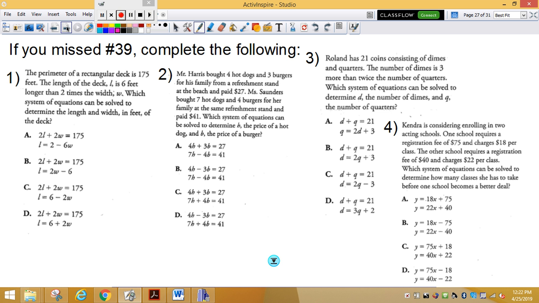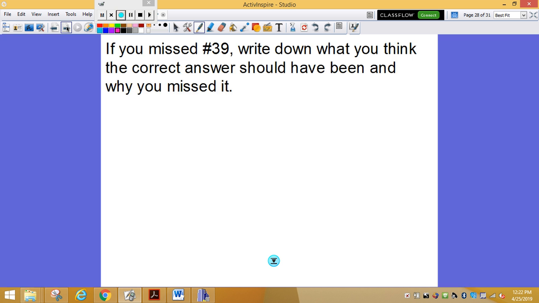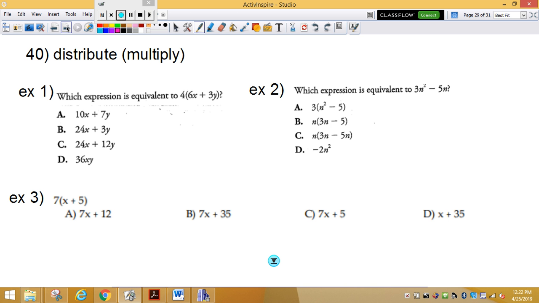So if you watch the video and you still missed 39, I want you to try these 4 problems. I want to see the equations written out, kind of like I did. So I didn't just look at the answers and figure it out. I wrote out the equations and figured out my answer. So 1, 2, 3, and 4, try these. Also, if you missed 39, write down what you think the correct answer should have been and why you missed it. And the last one on here, number 40, you should just distribute.